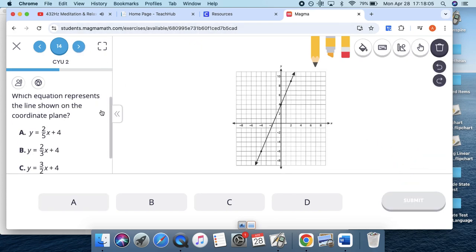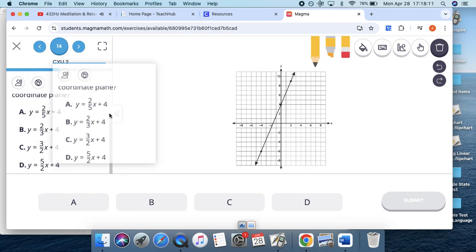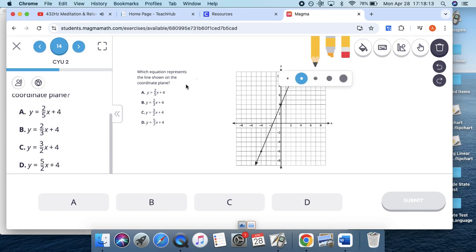14, okay, again, same type of question. This one we're going to do a little bit differently. Notice that they all have 4, 4, 4, 4 as the y-intercept. Is that true? Yeah, look. This line right here is crossing the y-axis at positive 4. So y equals mx plus b, and the b is positive 4 because it's crossing the y-axis at positive 4. So we know that much.